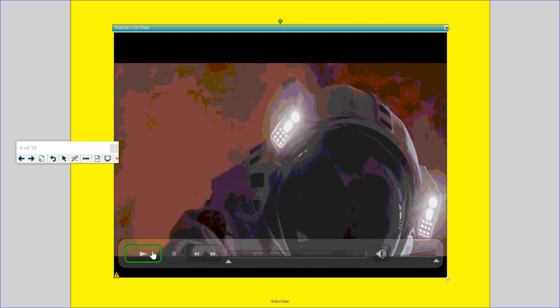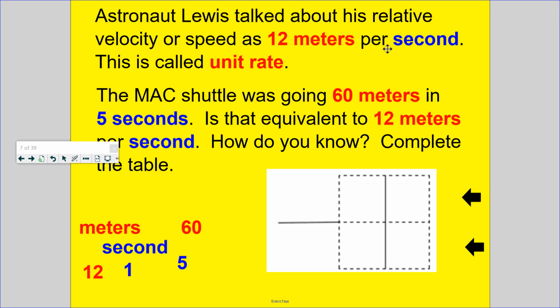So this is a movie called The Martian. He is astronaut Lewis. He is traveling 12 meters per second. That means we are learning per. You learned it the day before. That means he's traveling 12 meters a second, 12 meters every second, 12 meters each second, or 12 meters for every 1 second. That's a lot of distance. He is in space. So that's what he's traveling.